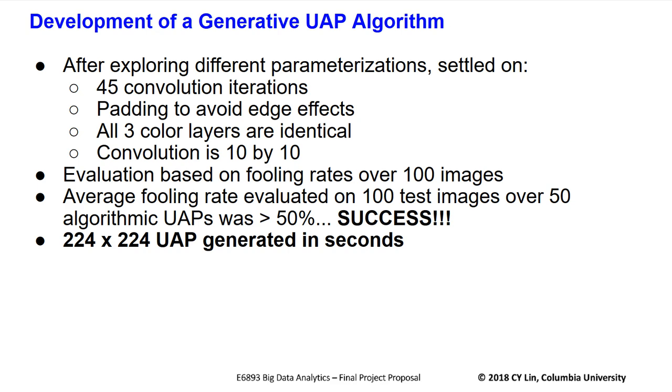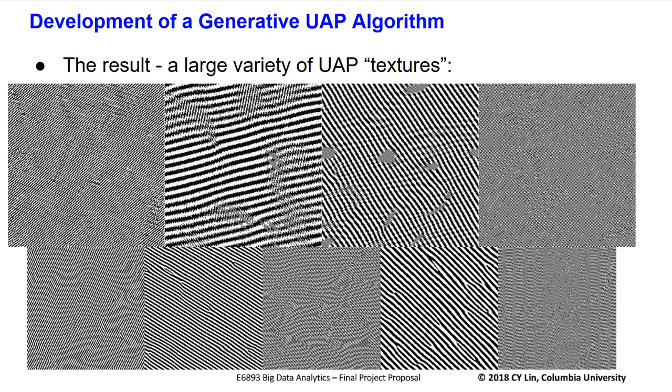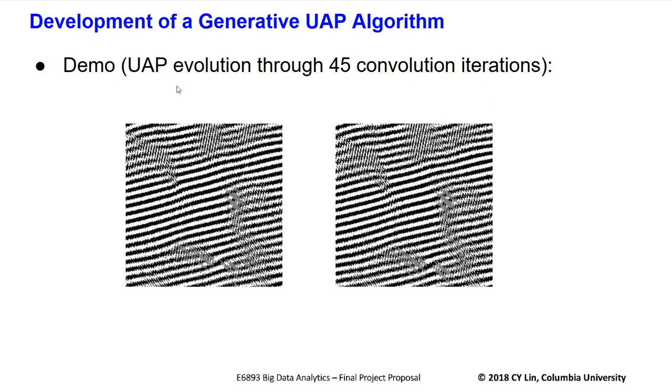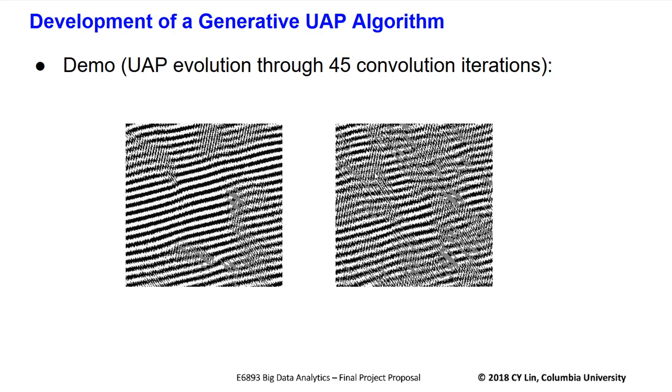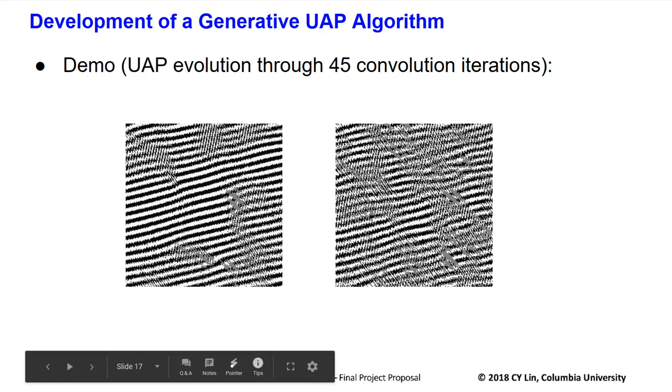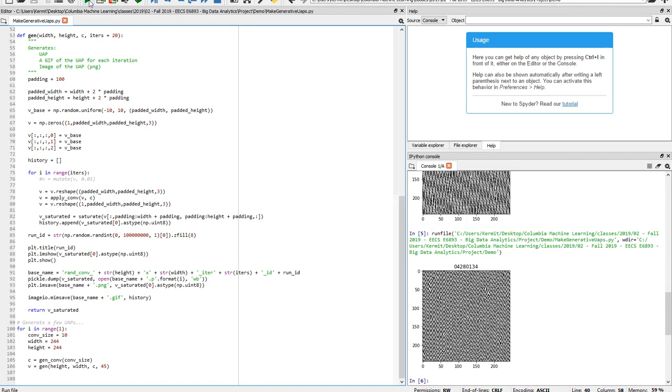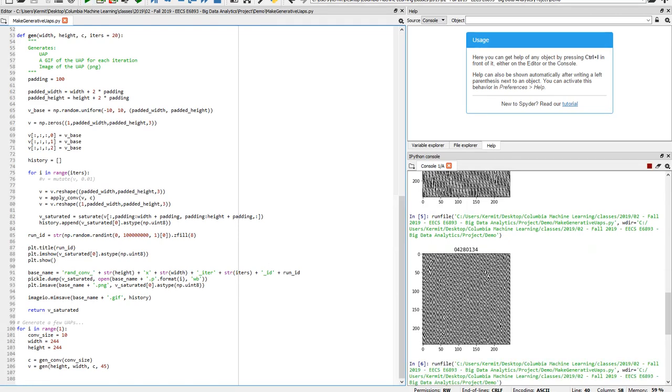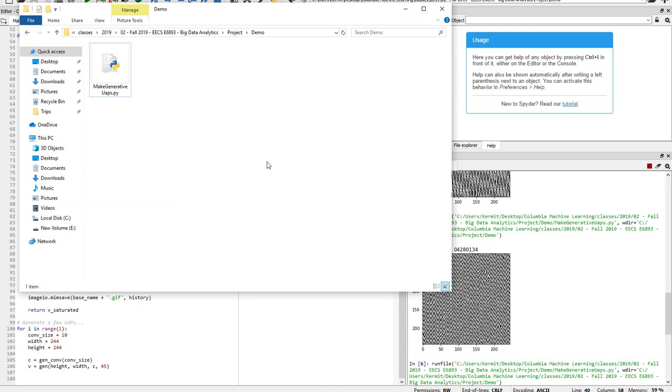At this point, here's a sample of what some of the UAP textures look like, generated with this generative algorithm. Additionally, here's what the random noise looks like as it's convolved over 45 iterations. Also going to go ahead and do a live demo. Right now this is building a UAP according to my algorithm.